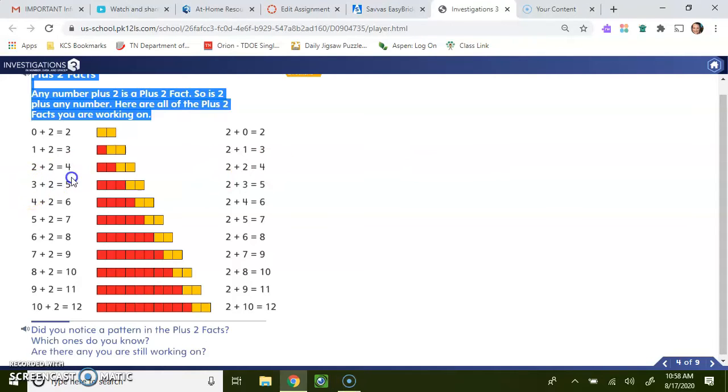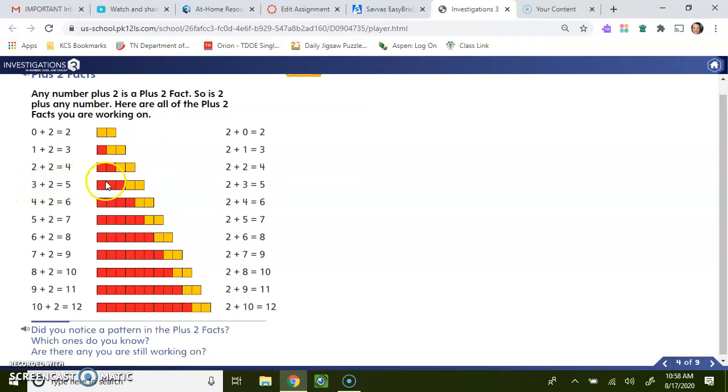Let's go down to this one here. Oops, maybe it won't let me click. Okay, that's okay. 3 plus 2 equals 5. You can see the 3 plus the 2 equals 5. But look what it is when I turn it the other way around. 2 plus 3 also equals 5. Absolutely. Let's look at another plus 2. 6 plus 2 equals 8. Or I can look at it the other way. 2 plus 6 equals 8.